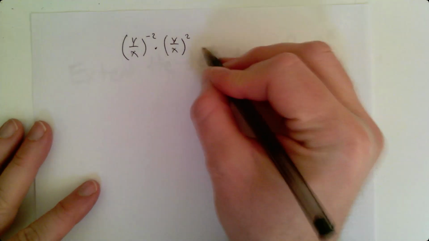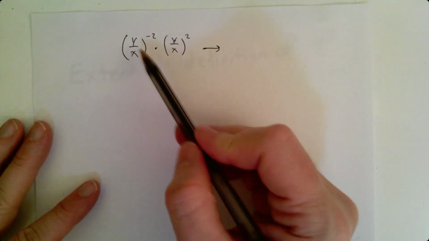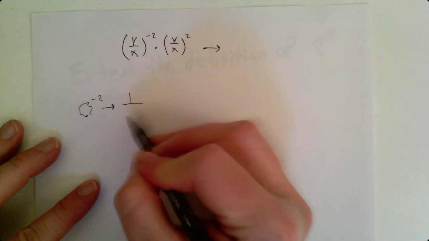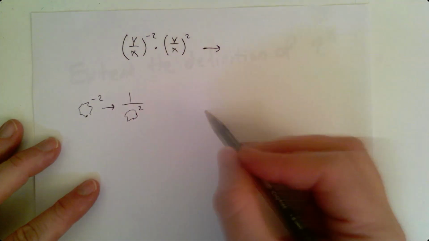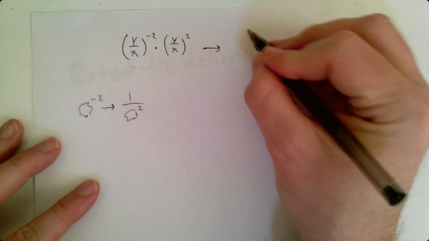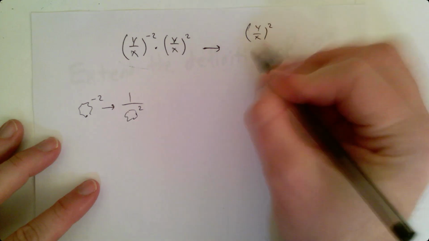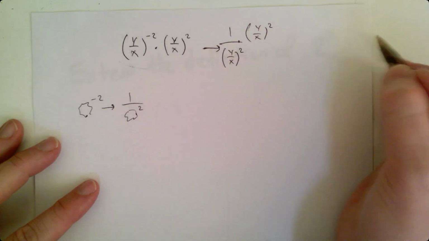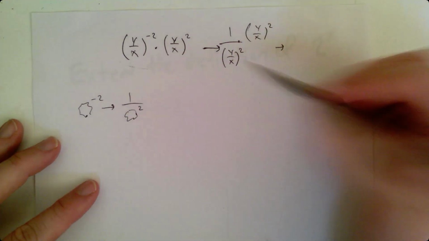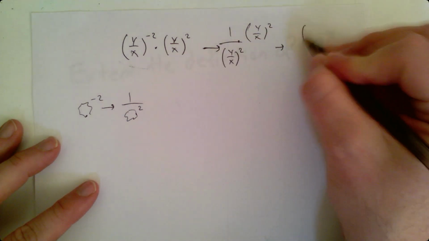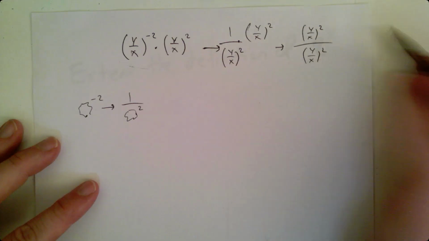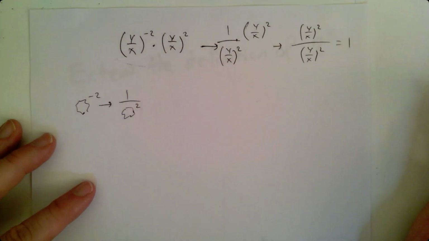Okay, last one. So we had this problem. You could think about this in 2 ways. One is, let's imagine this as blob to the negative 2, which we can rewrite as 1 over blob squared. So if I do that, I can rewrite this as y over x squared times 1 over y over x squared. And then this can join me in the numerator here. So I've got y over x squared divided by y over x squared, and that's just a thing divided by itself, so that equals 1. So that's one way to think about it.